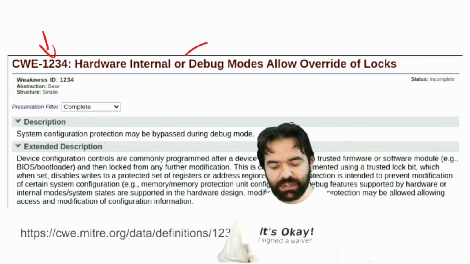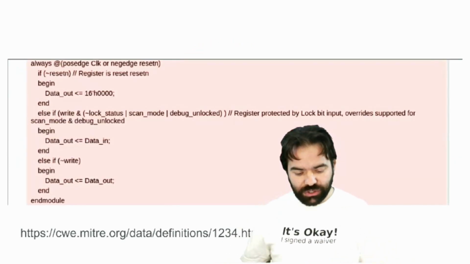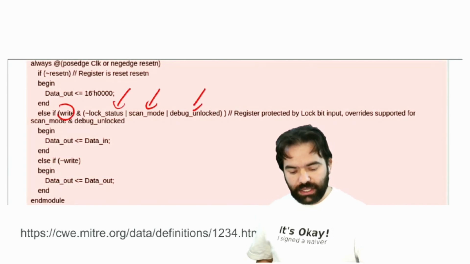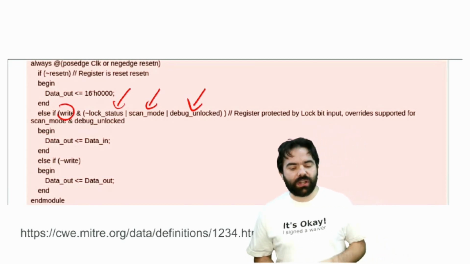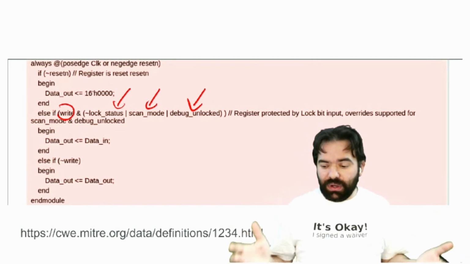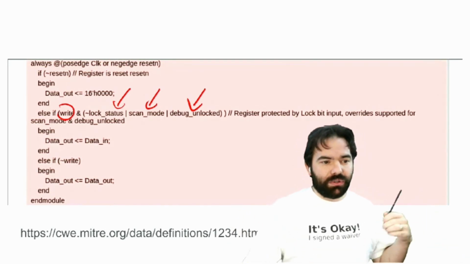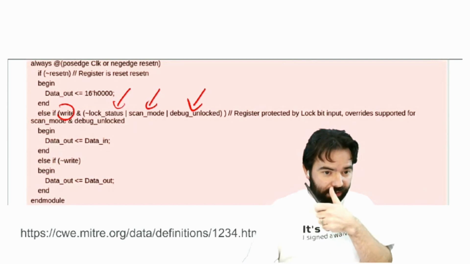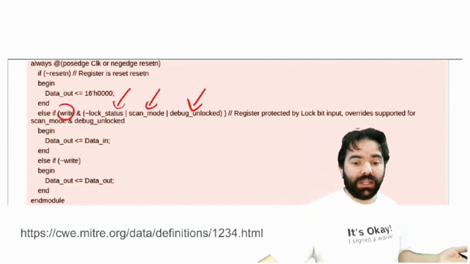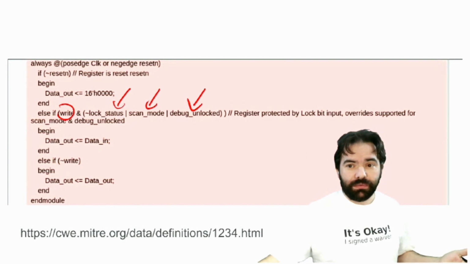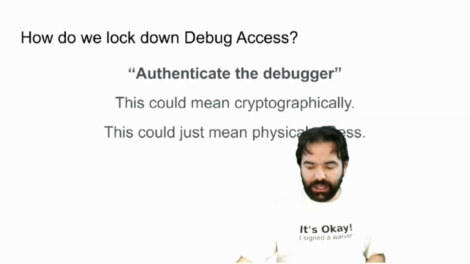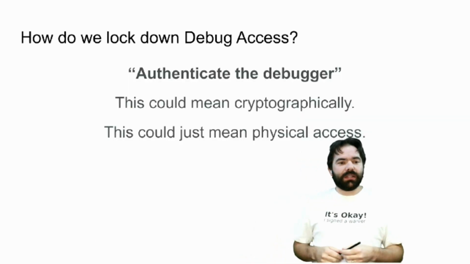Okay, so basically we've got debug modes that are going to give us some combinational logic that says, okay, if write and lock status and scan mode and debug unlocked, right? So we have this combination of logic in there. And it basically says, oh, if you are a debugger, if you have your debugger attached, if you're in JTAG mode, if you unlocked JTAG or any of these scenarios, then suddenly your locked register is unlocked. This might be necessary for hardware development and design and getting things up and running, but it's probably not the behavior you want typically.